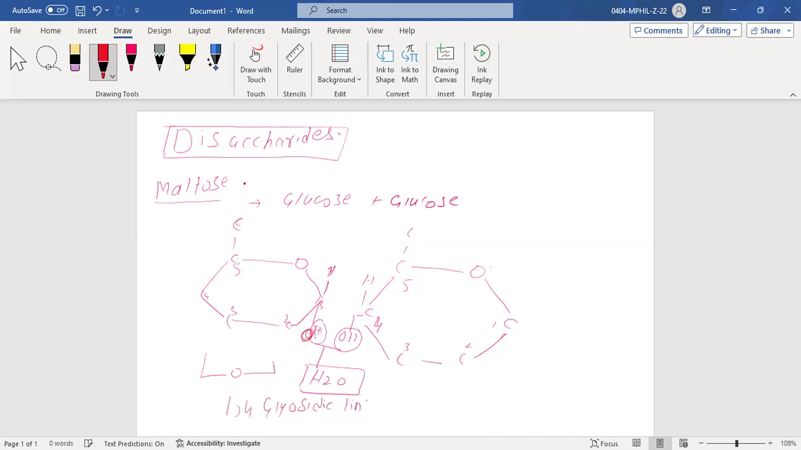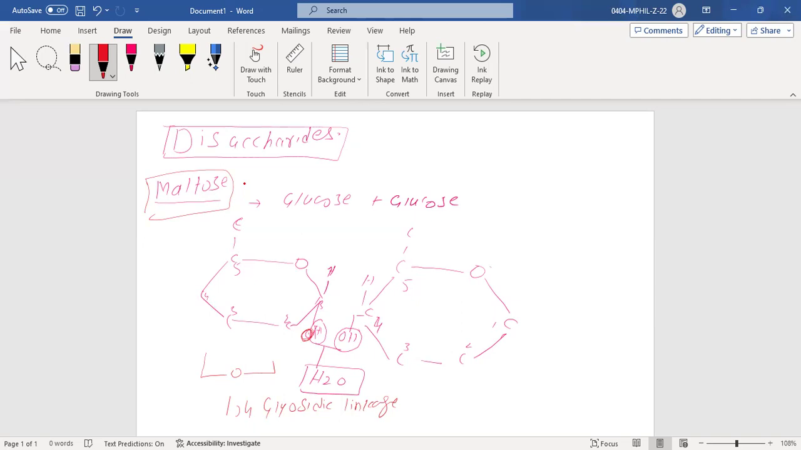linkage. I call it 1,4 because in this bond, carbon number 1 and carbon number 4 are involved. So both of these are involved here. This is how you will get this maltose. You must keep in mind which carbons are involved. Remember, in maltose, carbon number 5 or carbon number 2 or some other will not be involved. The glycosidic bond needs some symmetry, and that symmetry is only established here in 1 and 4.